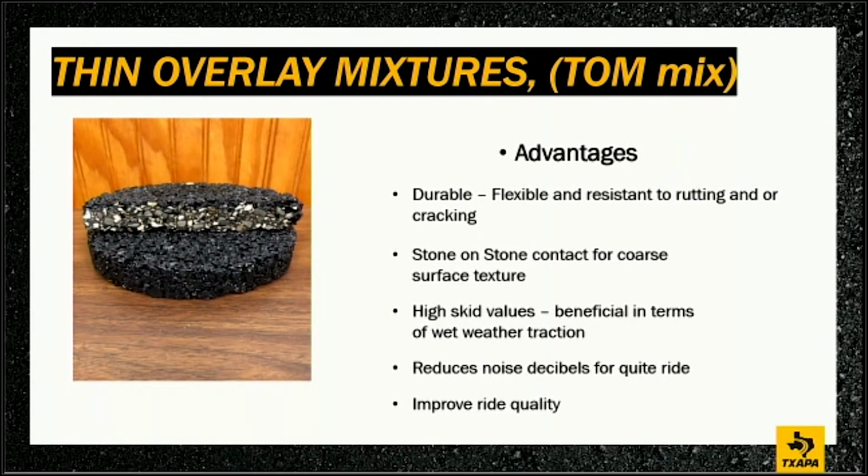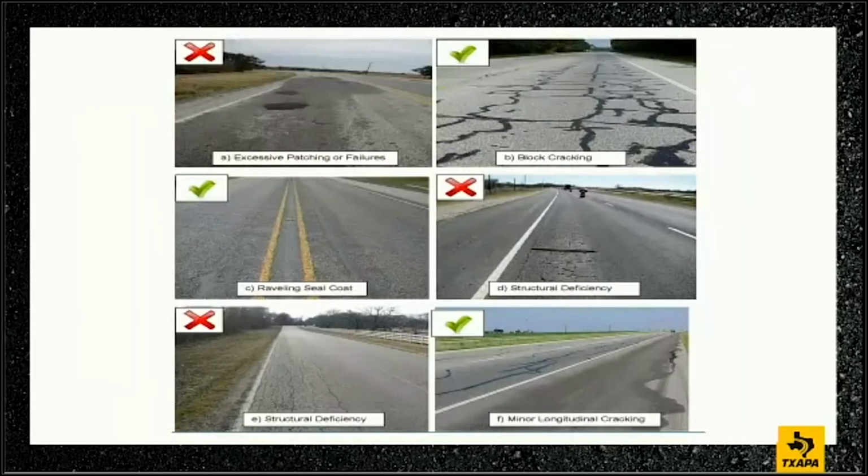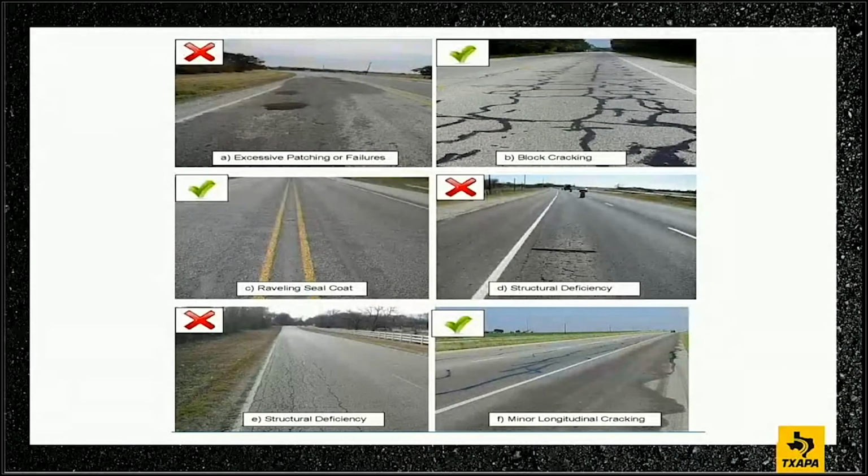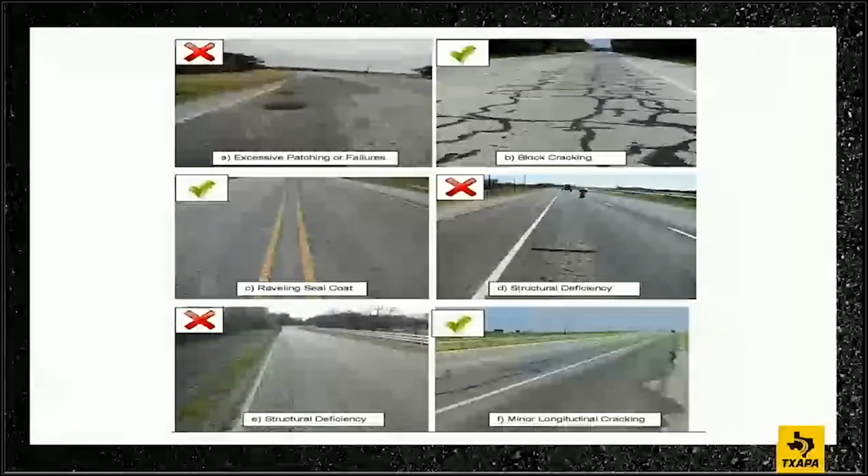Again, stone on stone, and the smaller the aggregate, the larger the surface area, so we have really good skid values. We also reduce the noise decibel considerably, and you can really improve the ride on an existing pavement structure with a TOM mix, a thin overlay mix. So when we engineer it correctly and utilize it in the right spot, what do we get? We get high performance, durable, long-lasting roadways.